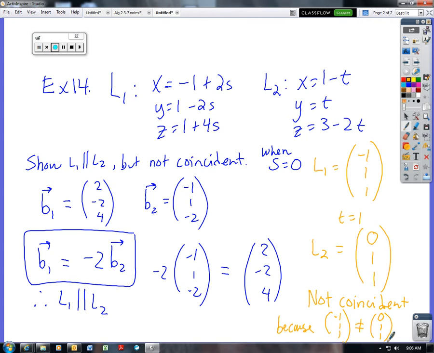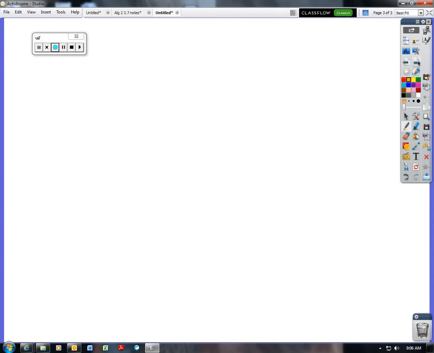Next is example 15. And of course it did not switch colors because it never does. So let's go again. I like purple. Okay.